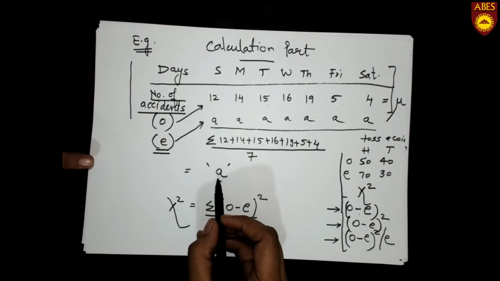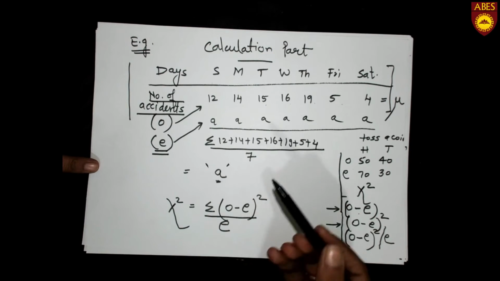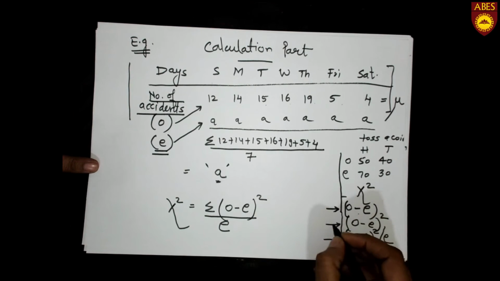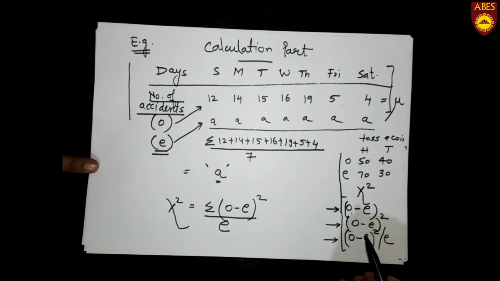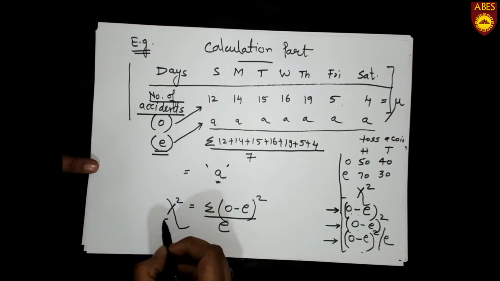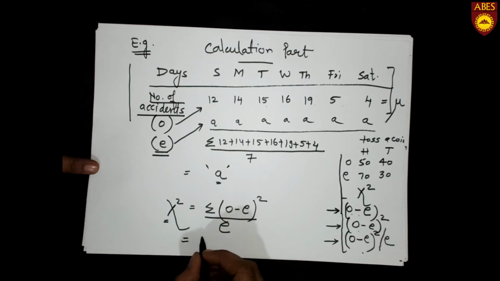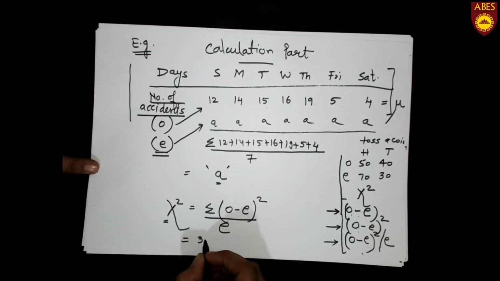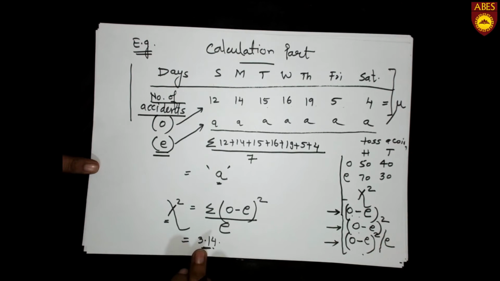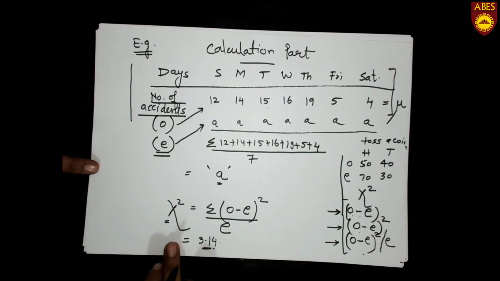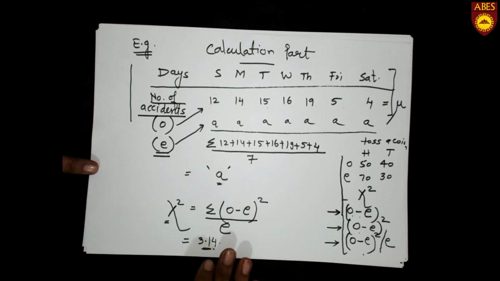Now as you get my E value for each, I apply all the formulas, that is (O minus E) whole squared over E, and then to find the final value for my chi-square, I will get some value. For example, I am giving a random value like 3.14. This is my random value for the chi-square value. But the test is not completed yet.